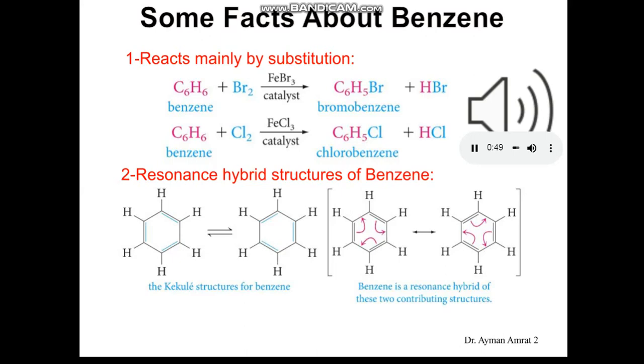All carbon-carbon bonds in benzene are of equal length and strength. They are 1 sigma and half pi. This is the first fact about benzene. The second fact about benzene: it reacts mainly by substitution reaction.